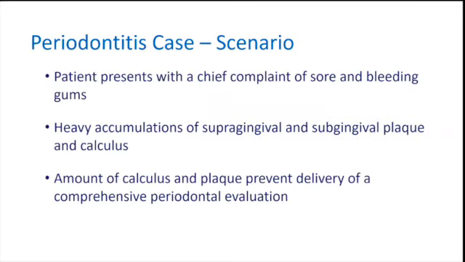So in the first scenario, let's talk about a patient with periodontal disease or periodontitis. A patient presents with a chief complaint of sore and bleeding gums. His medical history indicates type 2 diabetes. He's a smoker of 2 packs of cigarettes daily and is taking Glucophage, metformin, to manage his diabetes. And he takes a beta blocker to manage his hypertension. Also, his last dental visit, he relates, was 5 years ago. You assess the patient's oral condition and find that heavy accumulation of subgingival and supragingival plaque and calculus prevent providing a comprehensive periodontal exam. So how are we going to code for this?